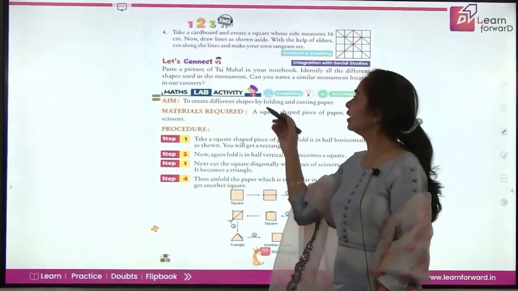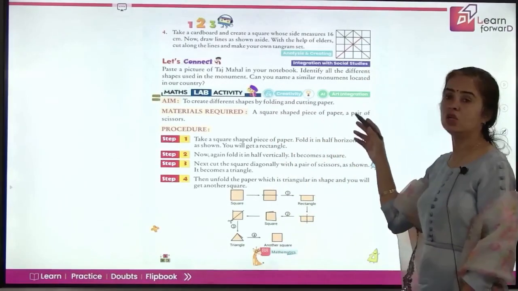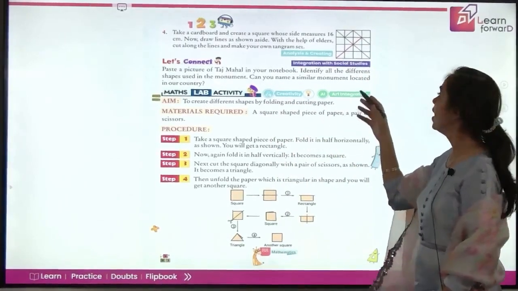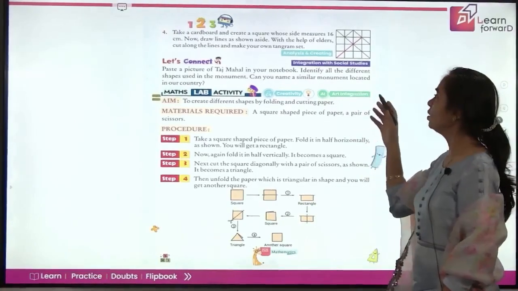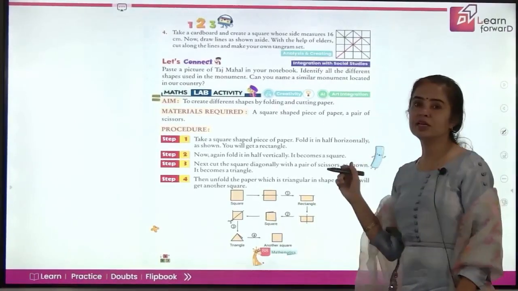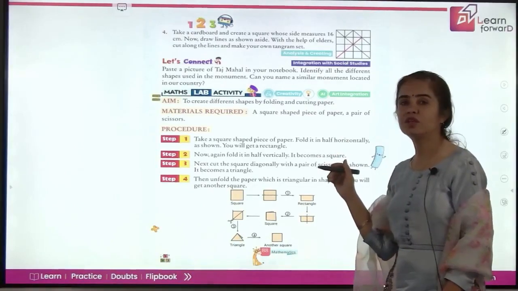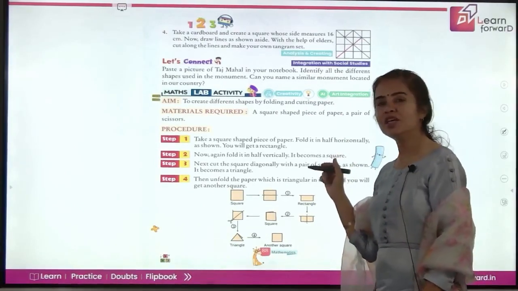Now, let's connect. Take a picture of the Taj Mahal and paste it in your notebook. Identify all the different shapes used in the monument. And can you name a similar monument located in our country? So, you have to explore this yourself and look at the picture of the Taj Mahal for the shapes.